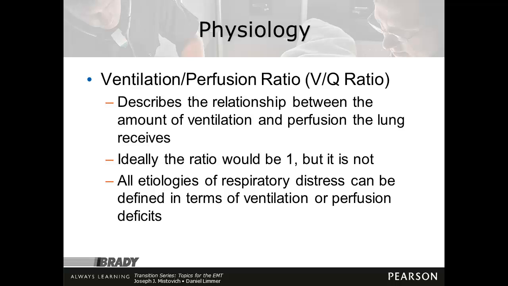There are many variants coming to bear on the VQ ratio. For example, the effect of gravity on blood flow, the structure of the lungs, and if shunting is occurring. Many etiologies of respiratory distress are expressed in terms of the ventilation or perfusion deficit.